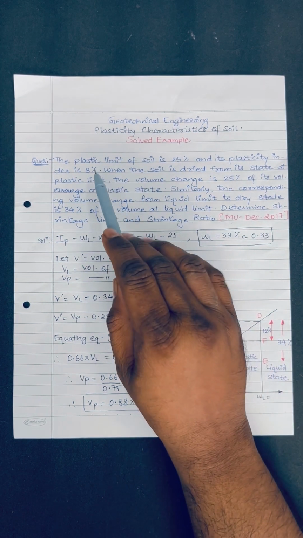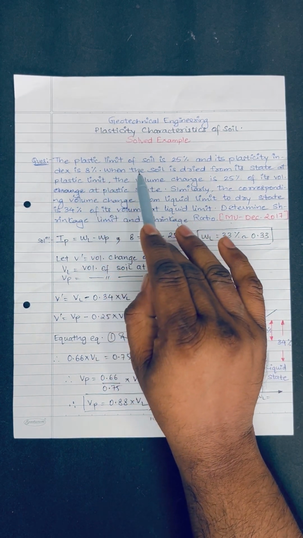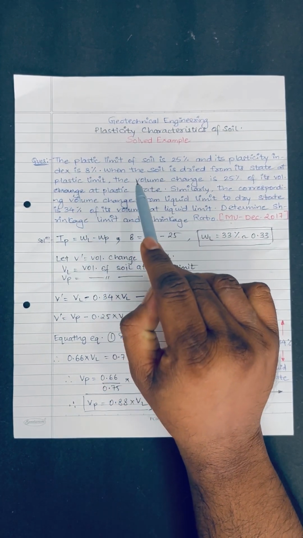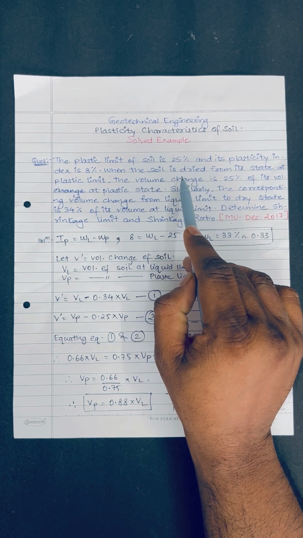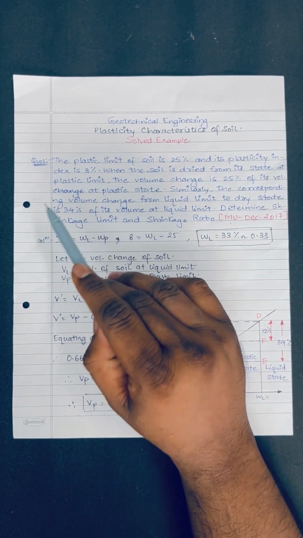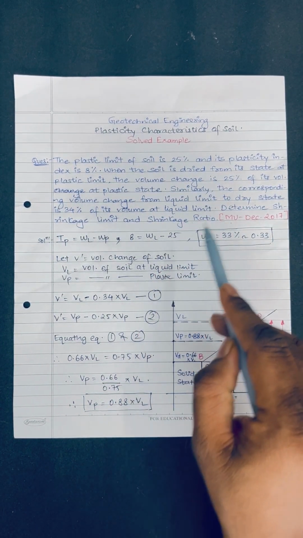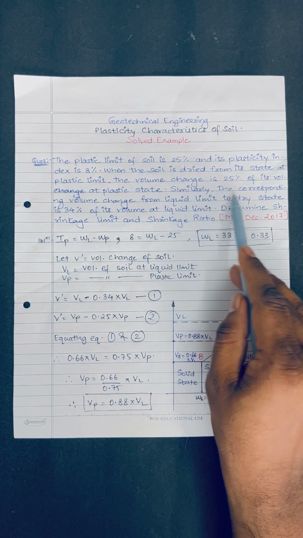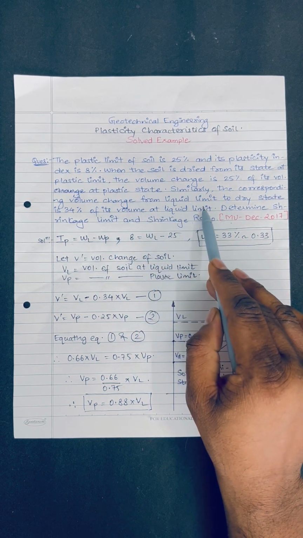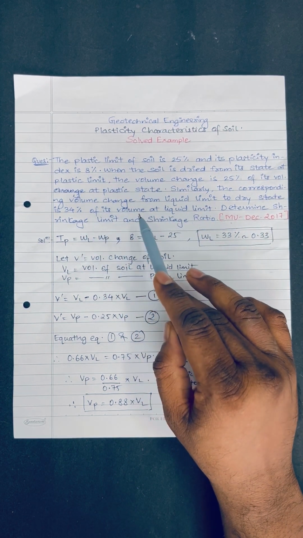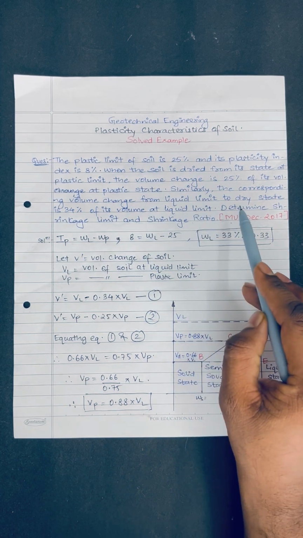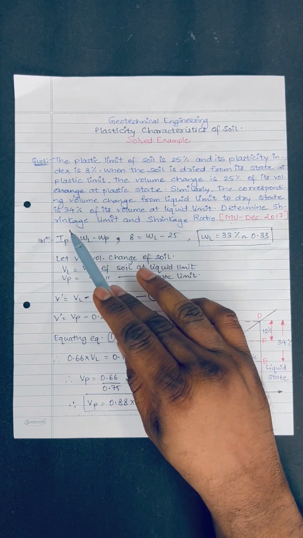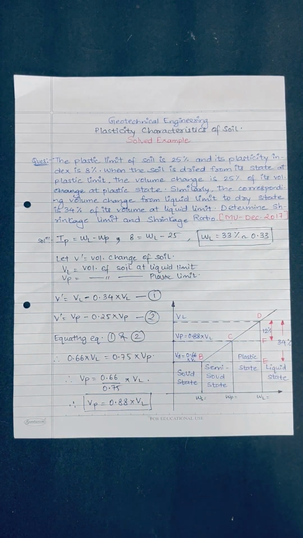So the question is, the plastic limit of a soil is given as 25% and its plasticity index is 8%. When the soil is dried from its state at plastic limit, the volume changes 25% of its volume at the plastic limit, and the corresponding change in the volume from liquid limit to dry state is 34% of its volume at the liquid limit. With this given data, I have to find out the value of shrinkage limit and the shrinkage ratio.